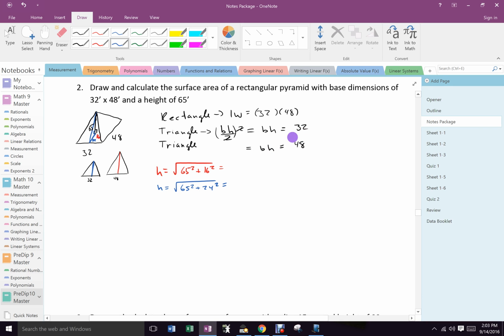Right up here, right? Just make sure you put the right ones with the right ones. The blue one's 32, the red one's 48. Everybody cool?